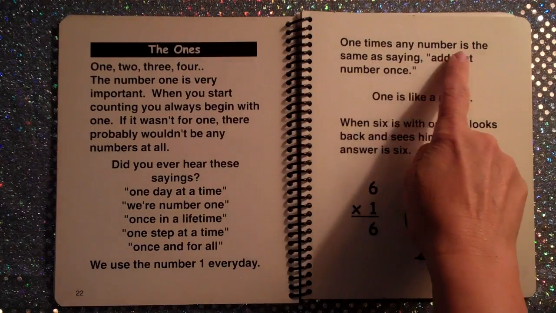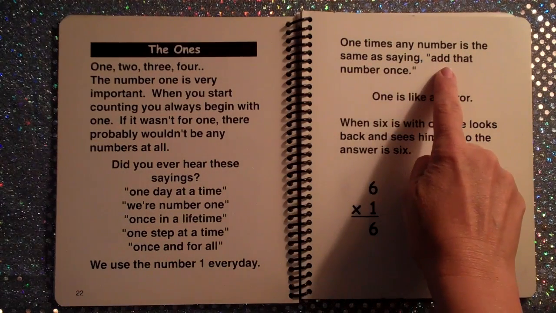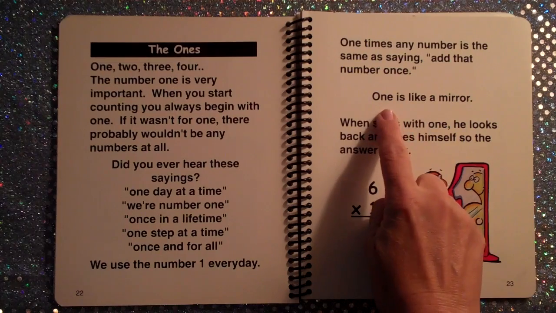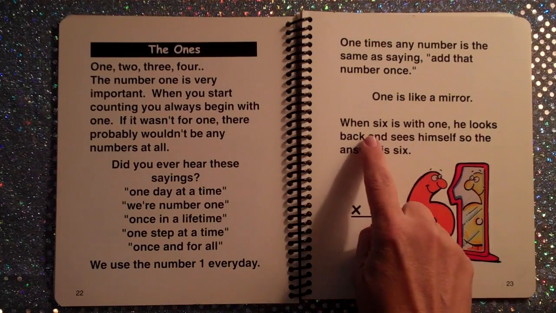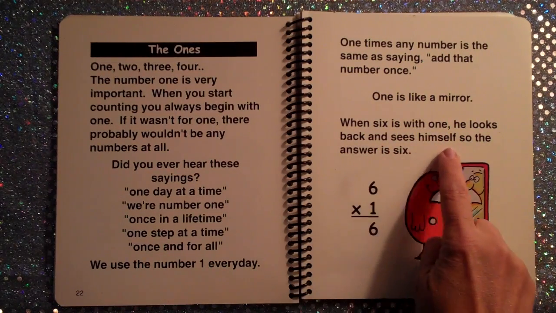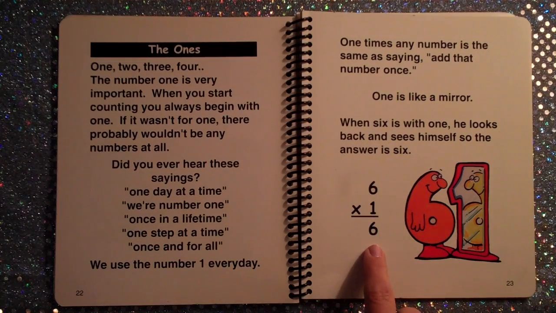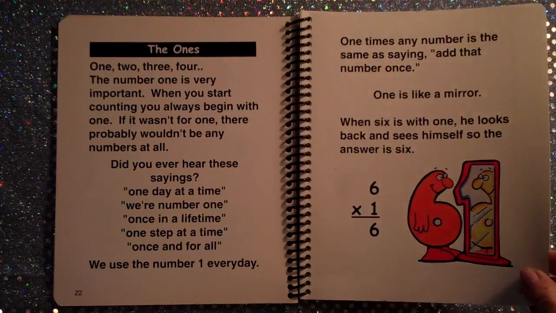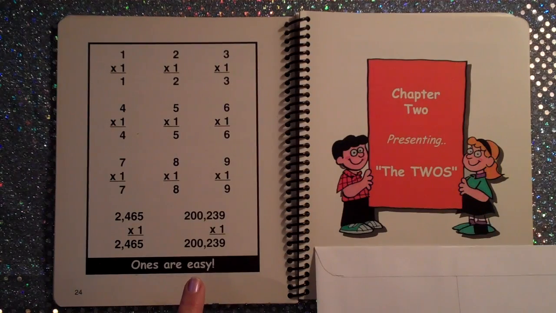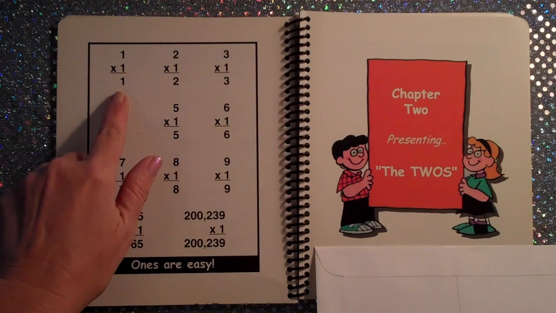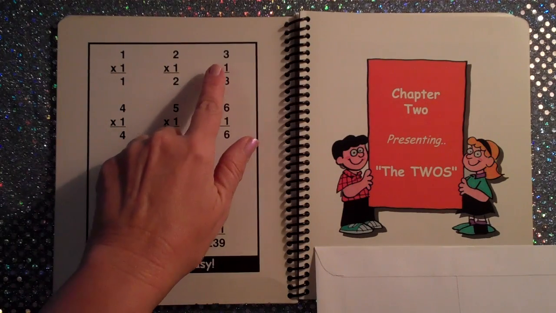1 times any number is the same as saying add that number once. 1 is like a mirror. When 6 is with 1, he looks back and sees himself, so the answer is 6. 6 times 1 is 6. Ones are easy. Any number times 1 is the same number.